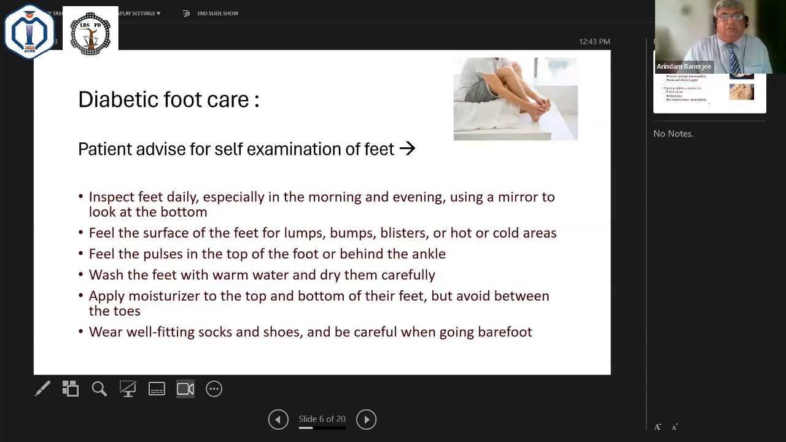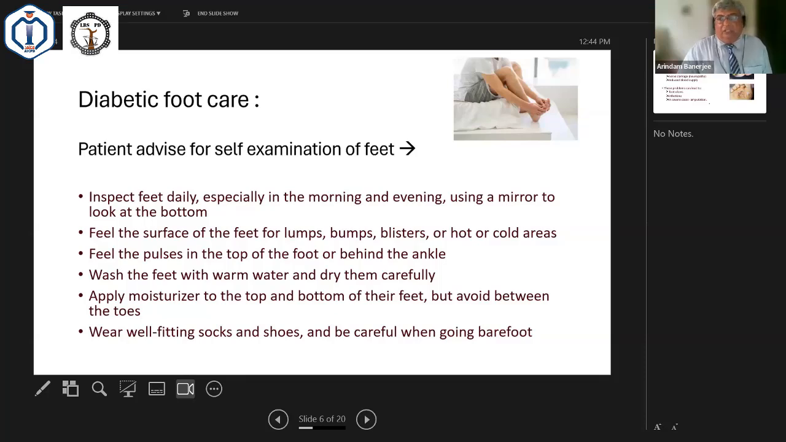They should feel the surface of their feet for lumps, bumps, blisters. They should feel their pulses, fundamentally two pulses, the arteria dorsalis pedis, which is in the middle of the ankle, as well as the posterior tibial pulse, which is just behind the medial malleolus. So a diabetologist should point out that these are the places you can feel your pulses.